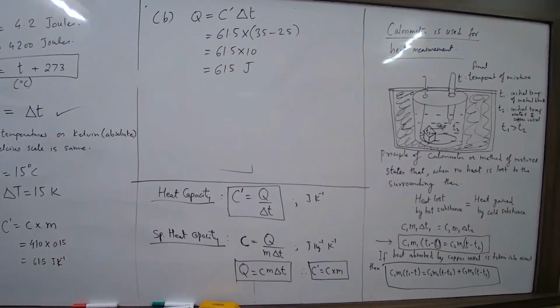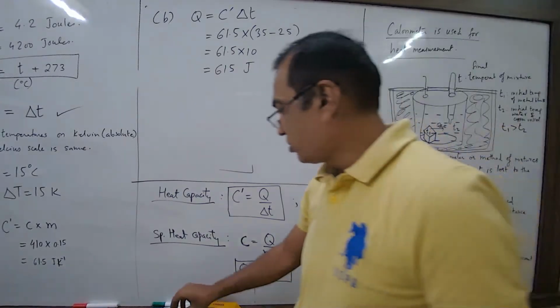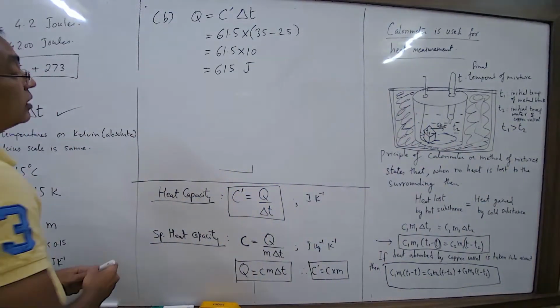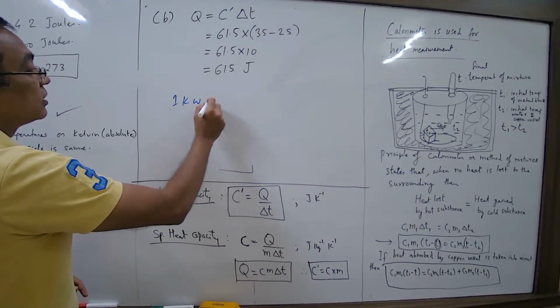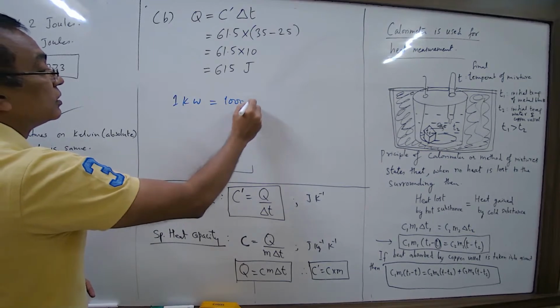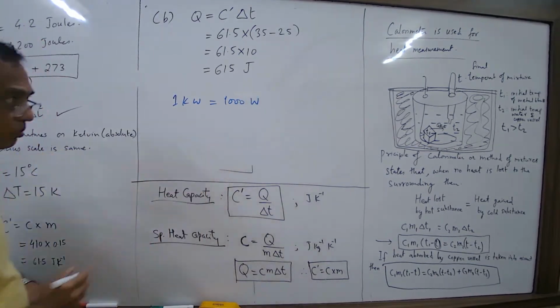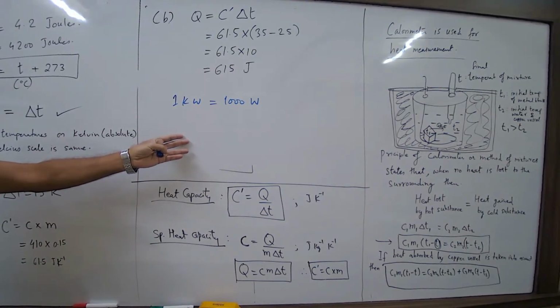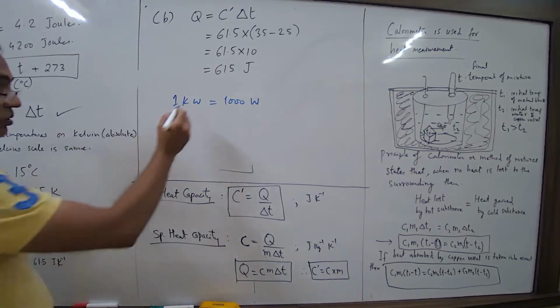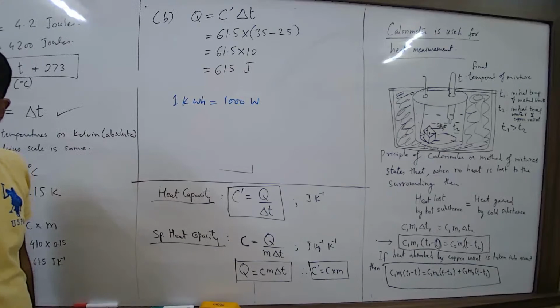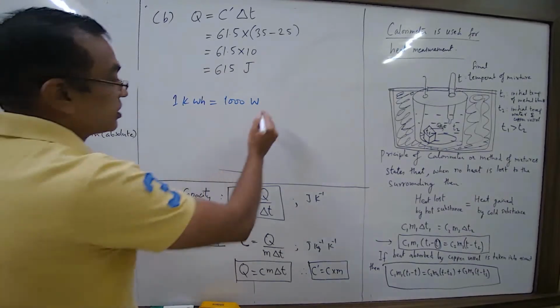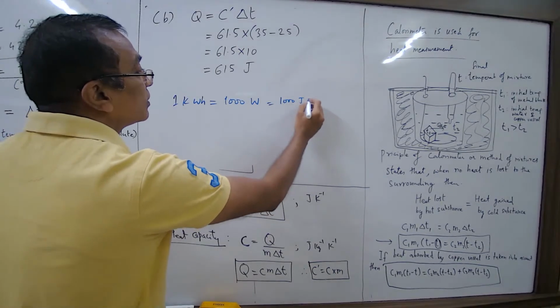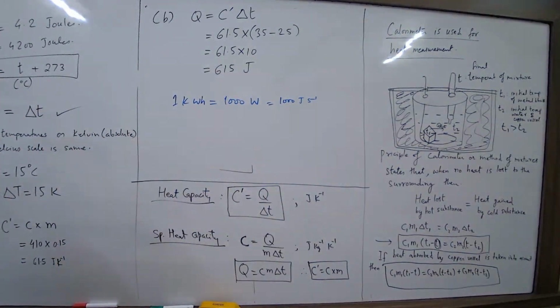Sir, what was 1 kilowatt? 1 kilowatt is 1000 watt. In joules, just convert. What is power? This is power. Joule per second. So this is 1000 joule per second. Yes sir, that is what we need.